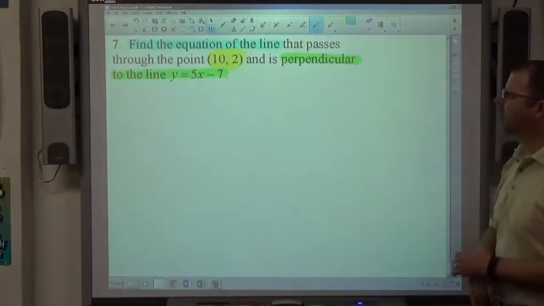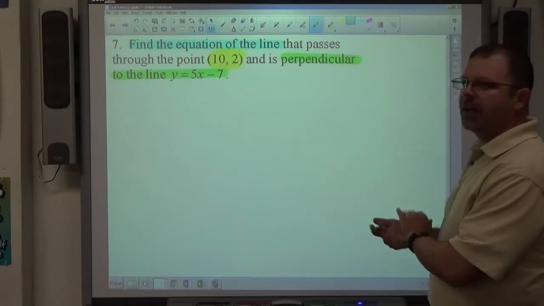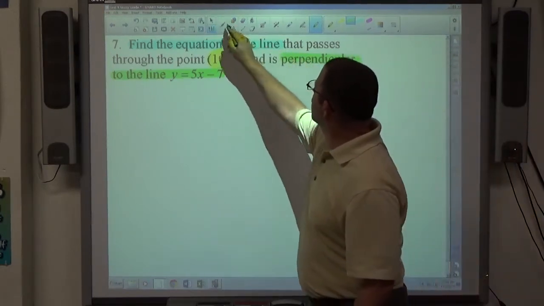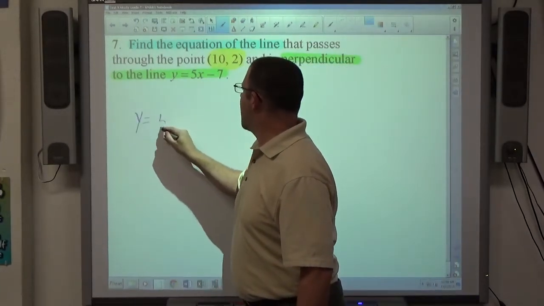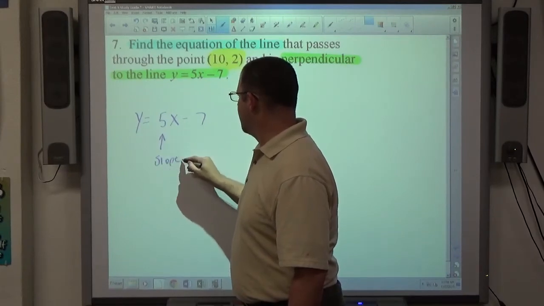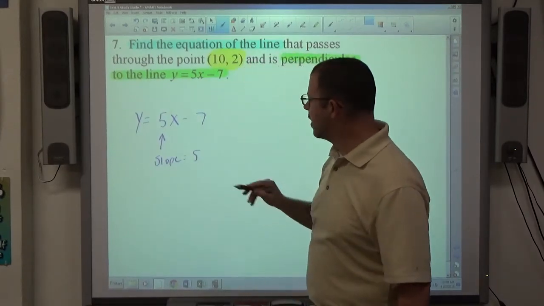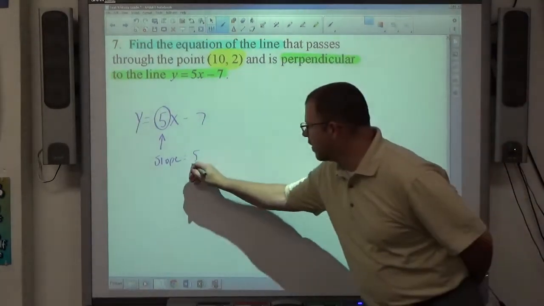Okay, let's focus on the perpendicular to the line first. Anytime I see what's highlighted in blue, find the equation of a line, my first priority is how do I find the slope? What information do they give me that helps me find a slope? In this case, what's highlighted in green helps me find slope. If y equals 5x minus 7, the slope of this line is equal to 5. The number in front of x is always the slope. Okay, if I write that as a fraction, that's 5 over 1.